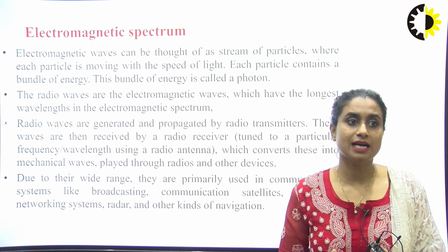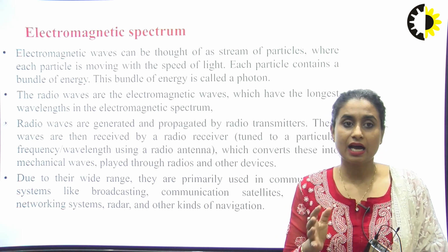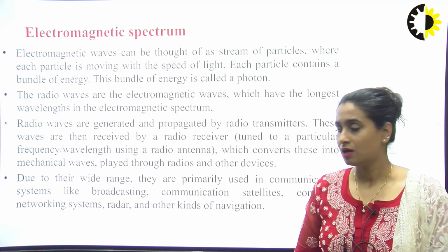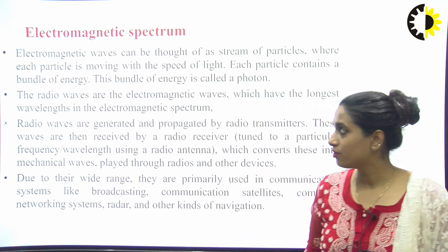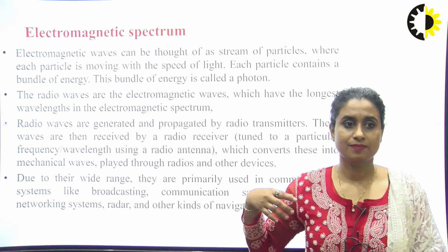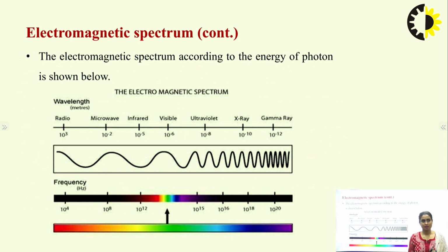Now the radio waves, which are actually electromagnetic waves, have the longest wavelength in the spectrum. Why am I particularly talking about radio waves? Because this is of interest. We are discussing the complete electromagnetic spectrum as a whole, which expands from gamma rays to radio waves. Wavelength increases in this direction and frequency increases in the direction from radio waves to gamma rays, right?